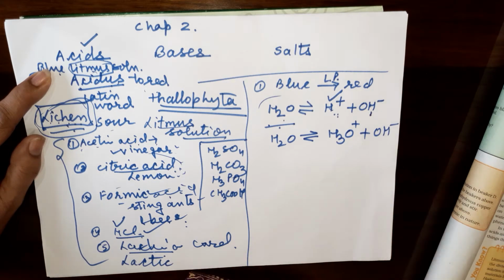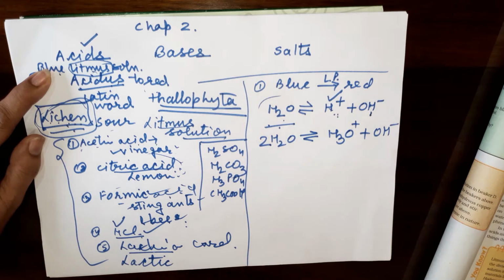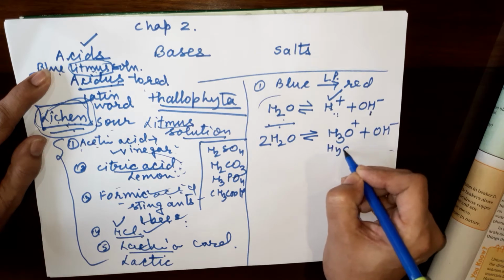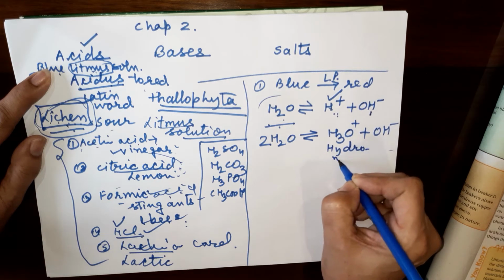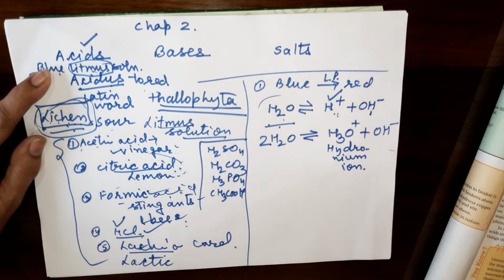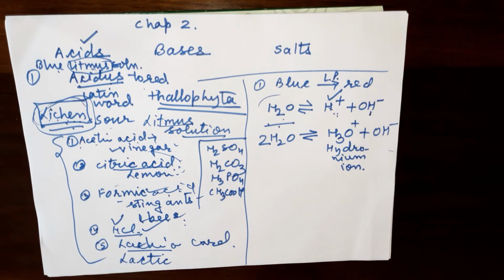So that also should be clear to you. So here it will be written as 2H2O. So you will find the reaction is balanced. This is called hydronium ion. This is important for you to understand, what is hydronium ion. Okay. So this we have done about the acids, introduction of acids.